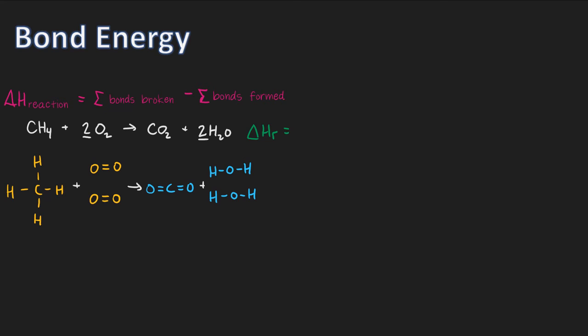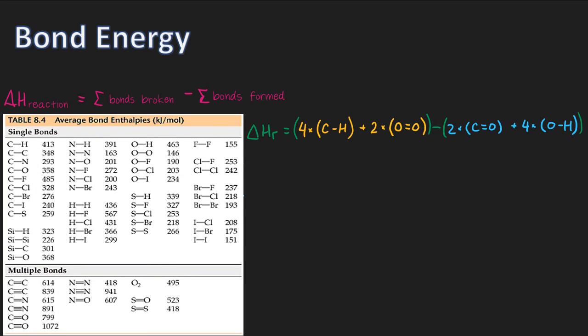So, putting this all together, the enthalpy change of this reaction can be found by summing up the bond energies of the bonds broken, which would be 4 CH single bonds and 2 O=O double bonds, and then subtracting the bonds formed, which would be 2 C=O double bonds and 4 OH single bonds. So we could look these values up on a bond energy table. Again, you could pause the video here if you want to see if you can find these values on your own.